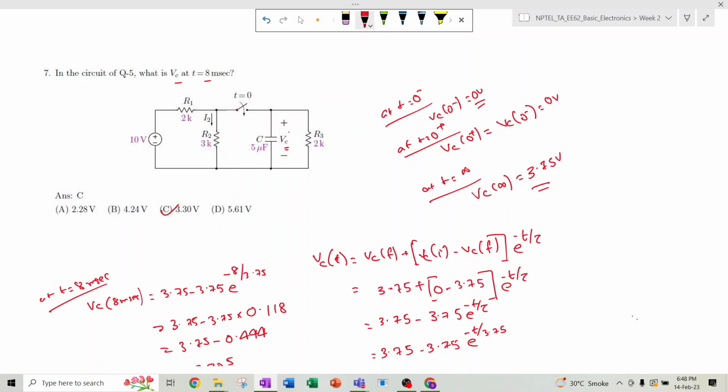At t equal to 0 plus, that means just after time t equal to 0 second, this switch is closed. As I have already discussed, the voltage across the capacitor will not change abruptly at any point of time. That means the voltage across the capacitor at time t equal to 0 plus second will be equal to the voltage across the capacitor at time 0 minus second.